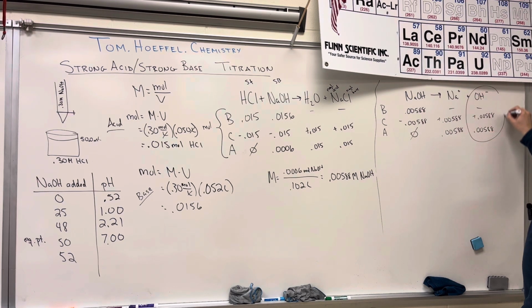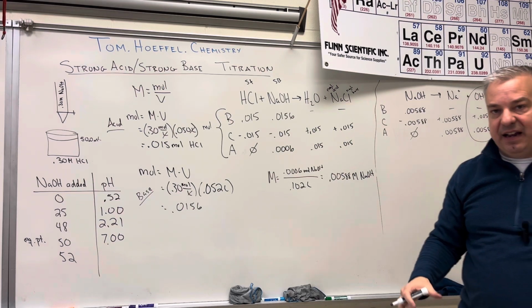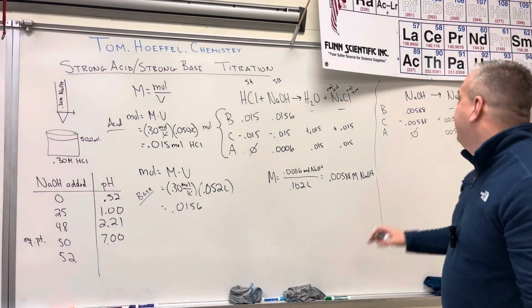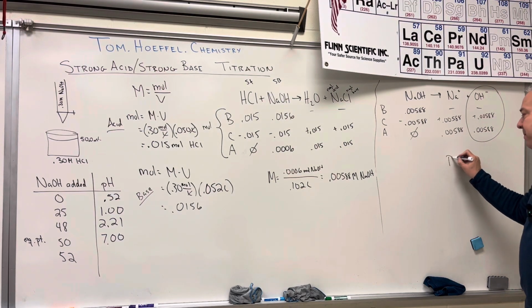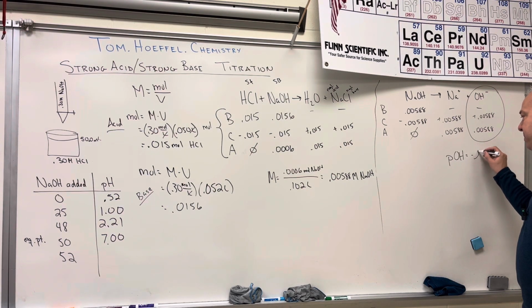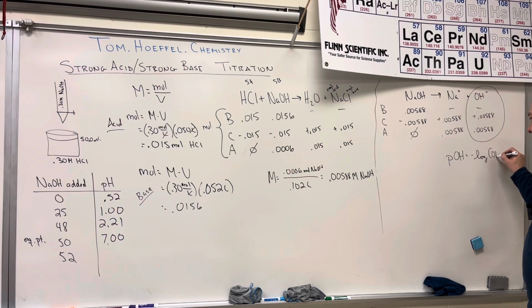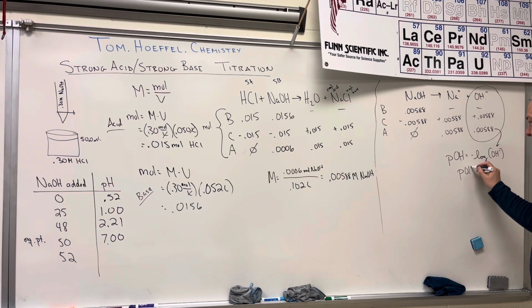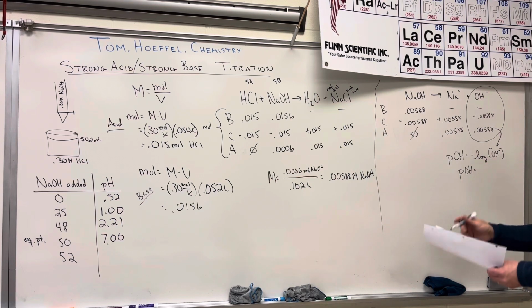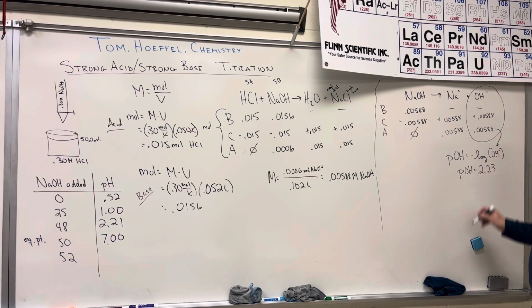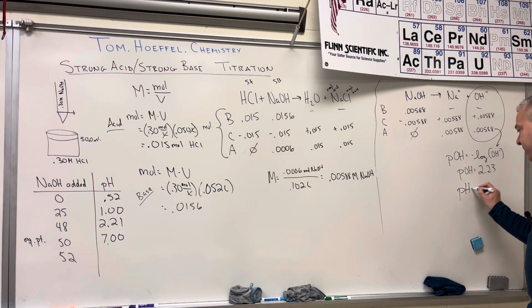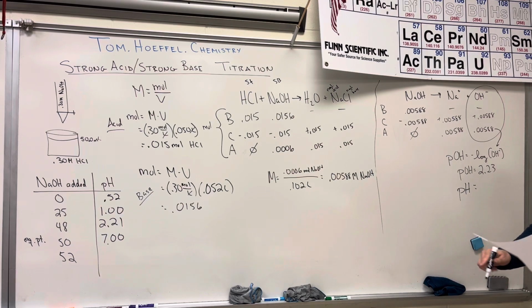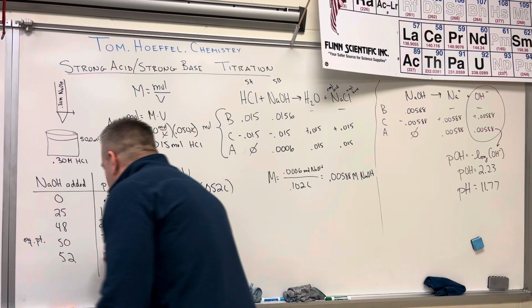But this time I'm interested in the hydroxide ions, okay? And if I take the negative log of this number, I'm not going to get pH. I'm going to get the pOH by taking the negative log of hydroxide ions. So I'm going to put that number in there, and I'm going to get pOH equal to 2.23, okay? And if I want to get pH, I've got to take 14 minus that number, and 14 minus 2.23 is going to give me a number of 11.77.